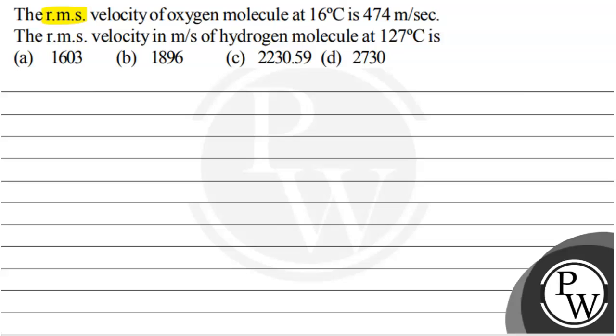For this you need to understand the key concept. The key concept is RMS, that is root mean square, RMS velocity. RMS velocity is given by the formula under square root of 3RT by M, where M is the molar mass, T is the temperature, and R is the gas constant.